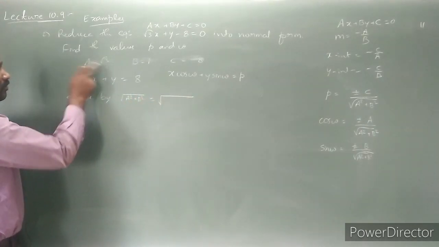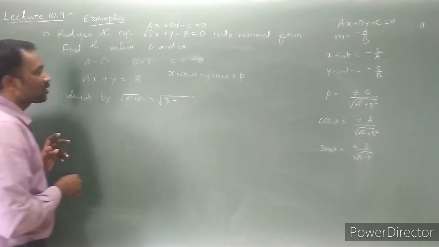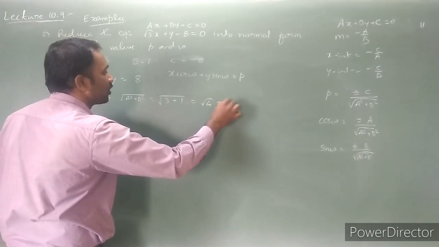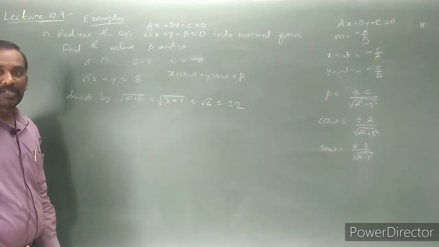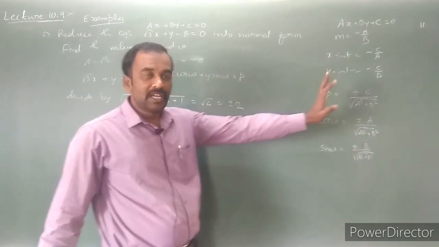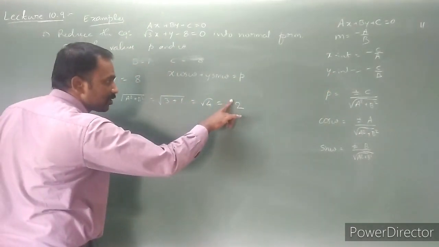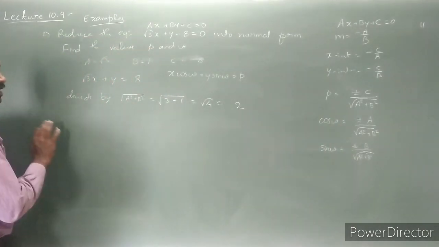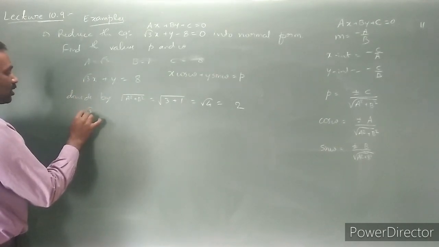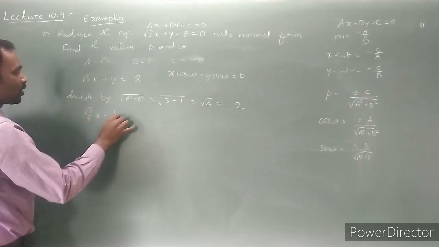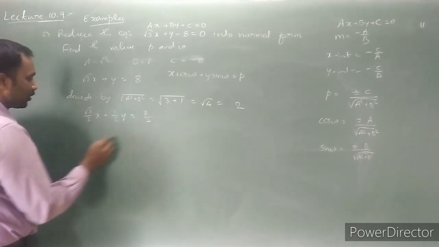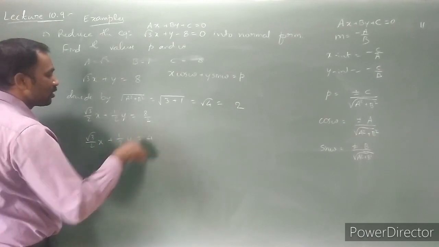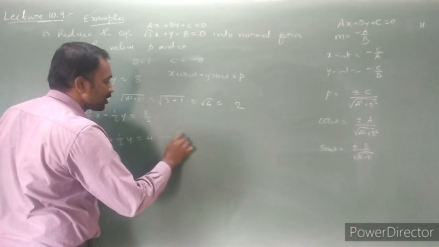What is the value? Root of 3 square is 3 plus b square is nothing but 1 square, value is 1. Then what is the value? Root of 4. Root of 4 is nothing but plus or minus 2. Are you clear? So neglect the plus or minus, take only the first value. Afterwards at the end we can keep the plus or minus. Dividing throughout by 2, what happens? Root 3 divided by 2 into x plus 1 by 2 into y, 6 divided by 2. Again we can write root 3 by 2 into x plus 1 by 2 into y is equal to 3.